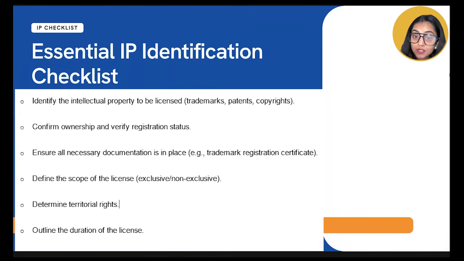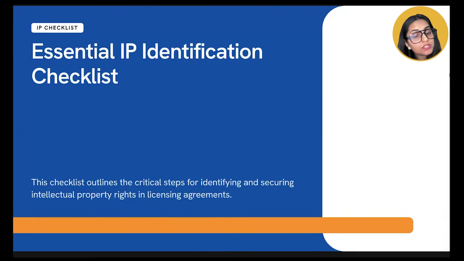Next, define the scope of the license. Is it exclusive or non exclusive? Finally, determine territorial rights. Then, outline the duration of the license. You can use this checklist to make sure you have covered all the critical steps in identifying and registering your intellectual property before you license it. This will help ensure the agreement goes smoothly.